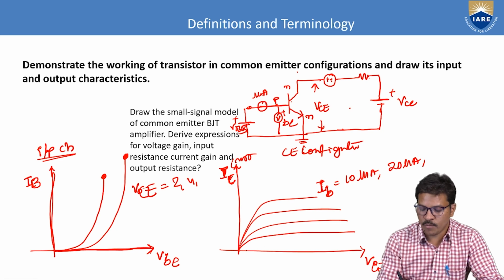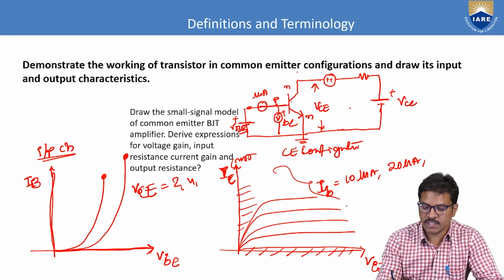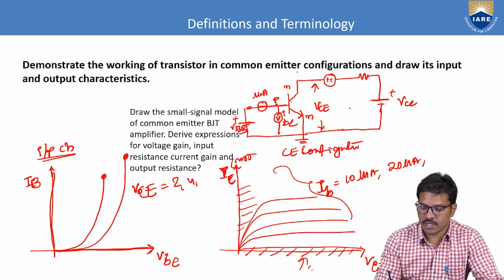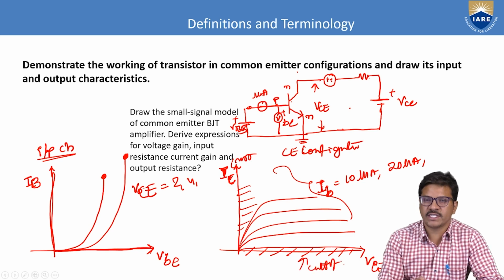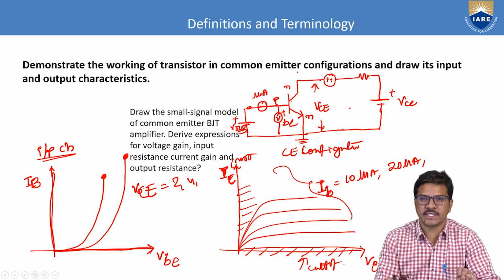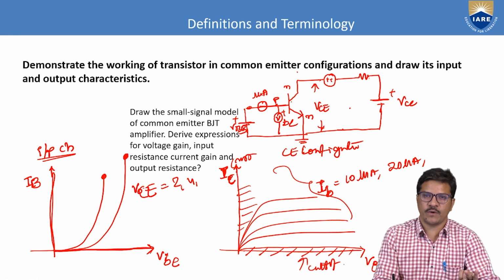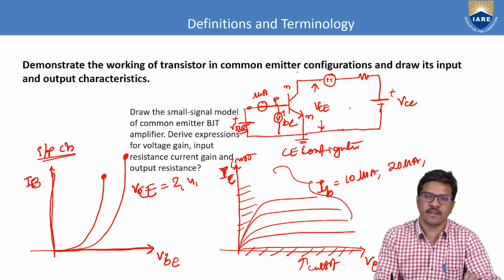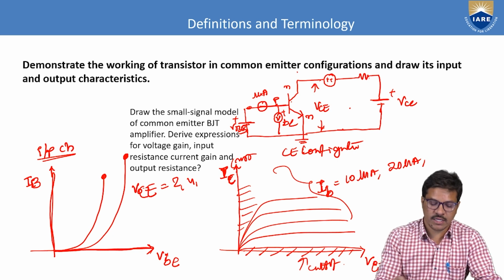In this graph, you must mention the 3 regions. These regions are the saturation region, this region is called the active region, and this is called the cutoff region. So you have to mention the circuit diagram first. Second, you have to draw the input and output characteristics and explain the behavior of the common emitter configuration on the input side and the output characteristics.